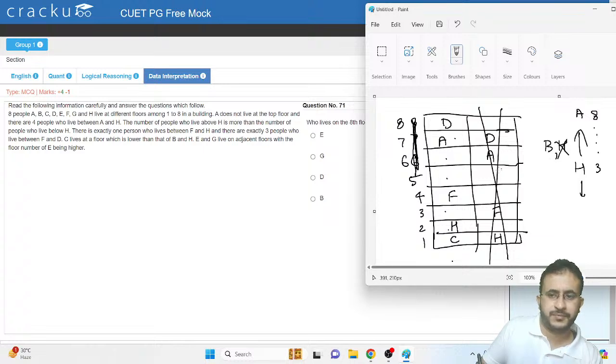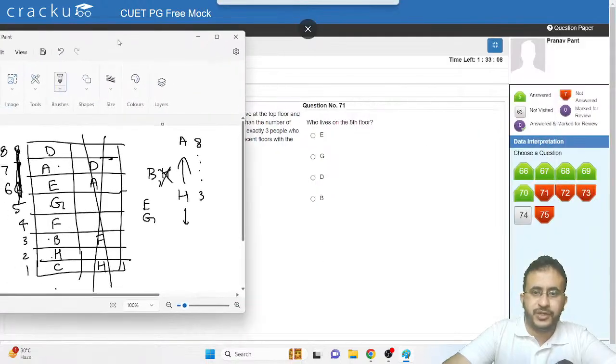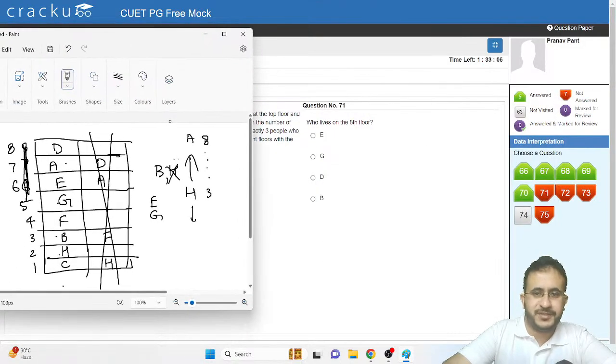B is remaining, and E and G live on adjacent floors, with the floor number of E being higher. So E is higher than G, so they can live on these floors, and this is B. So it was quite an easy puzzle. D A E G F B H C. Gauravi Roth has got this one right, beating me in solving the puzzle. Eighth floor is D.